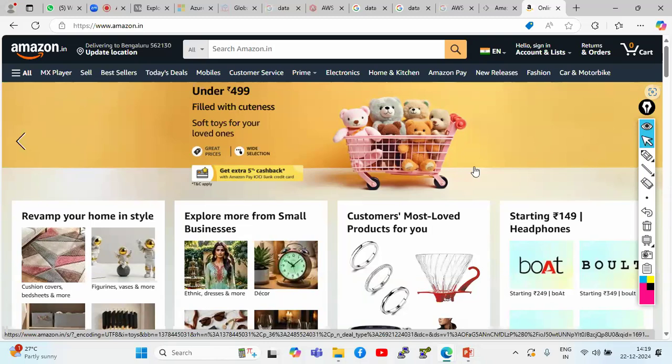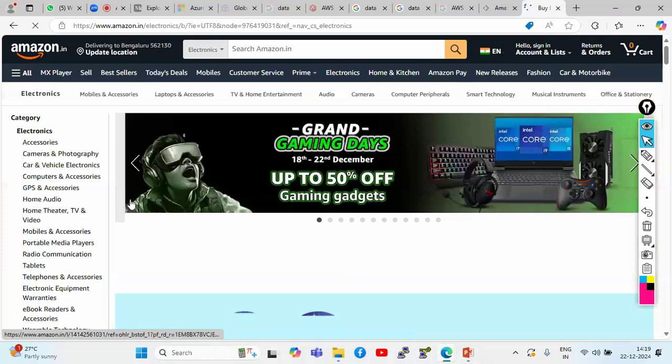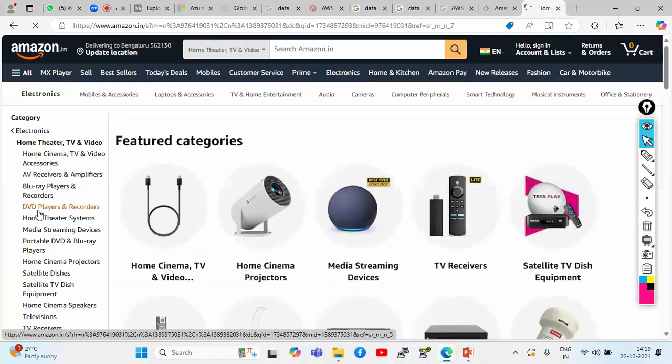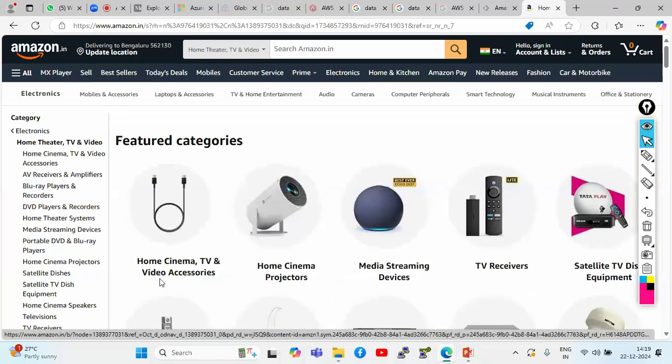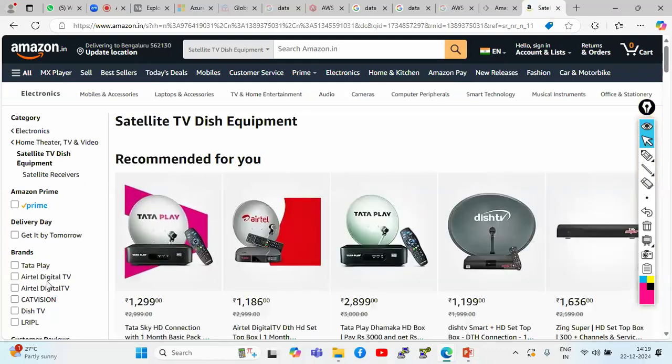What is the function of .NET or Java? Now I'm clicking on the electronics tab and trying to do something, home theater or something. Here I'm performing some logic to display this. When I'm clicking on satellite TV, some computation or calculation is happening to get me this page. How is this happening? The front end will request the database through the middleware. So Java comes into the picture here to get the business logic for me.